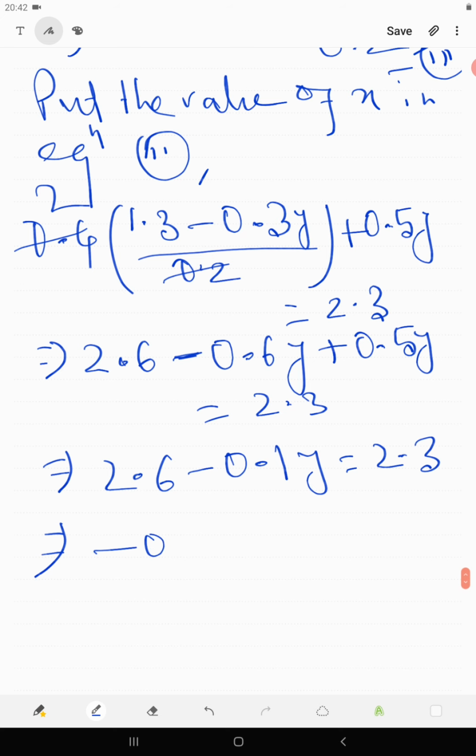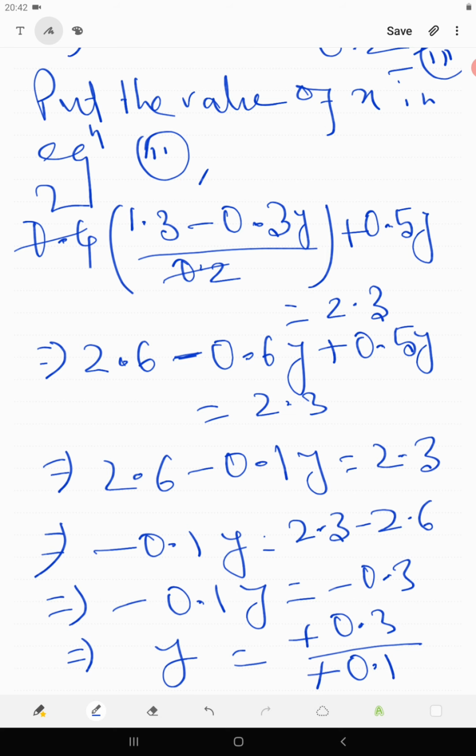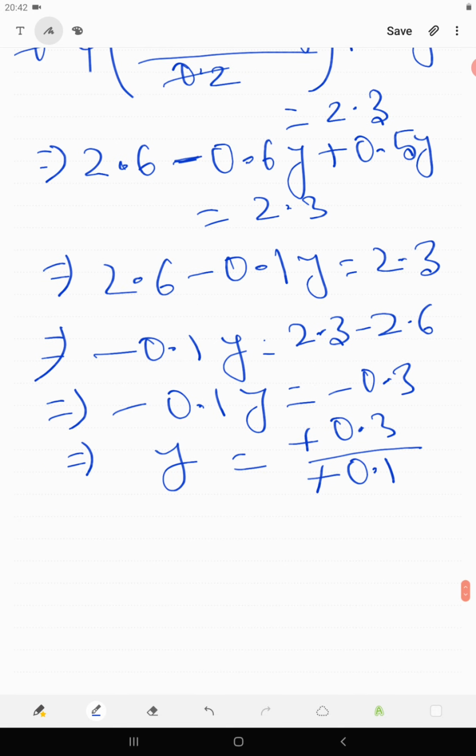Now minus 0.1y equals to 2.3 minus 2.6. So we got minus 0.1y equals to minus 0.3. So y equals to minus 0.3 divided by minus 0.1. Minus minus cancel out, and then 0.1 threes is 0.3. So we got y equals to 3.